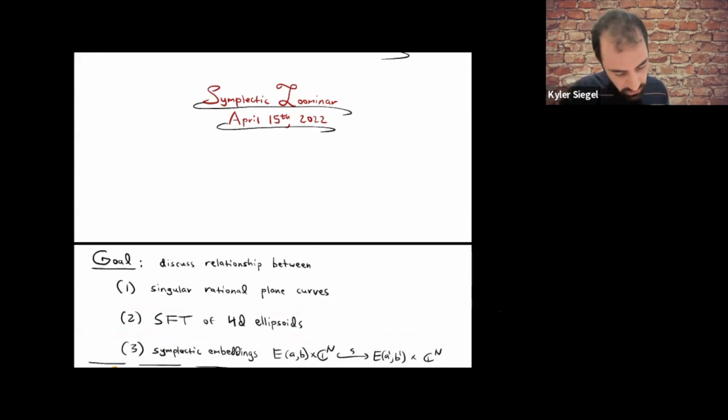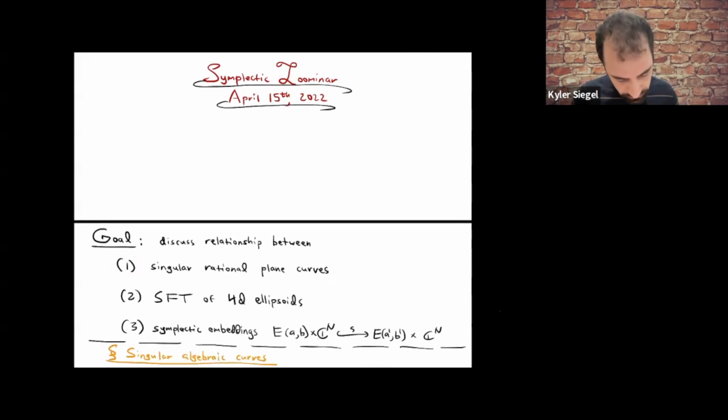And so my main goal is to explain how one fits into this story. I'll try to argue that understanding the SFT of four-dimensional ellipsoids is closely related to classical questions about understanding the existence of plane curves with certain singularities.